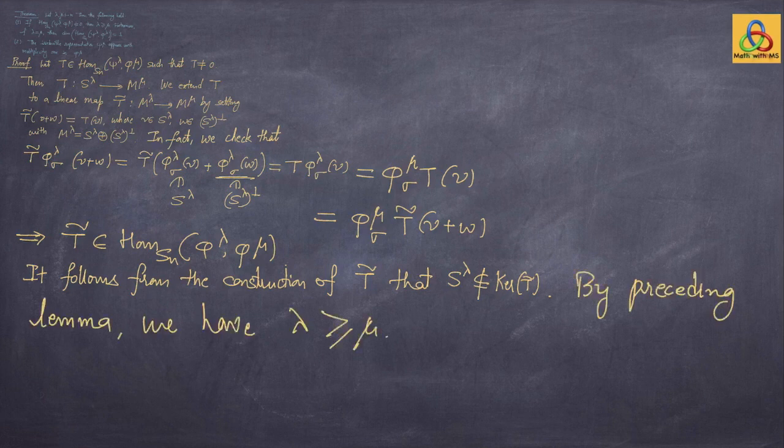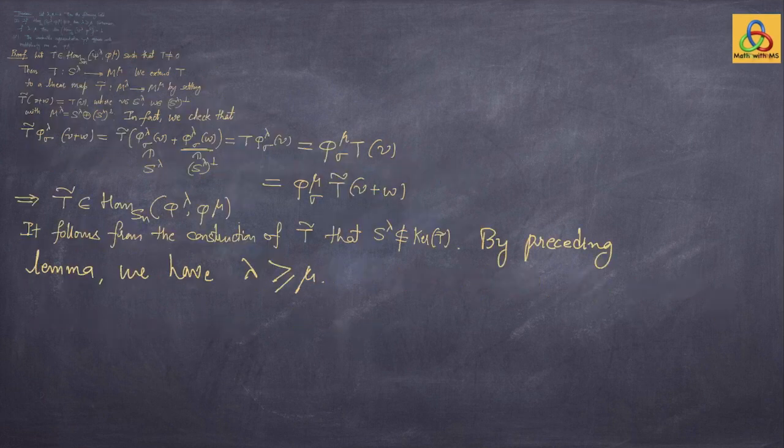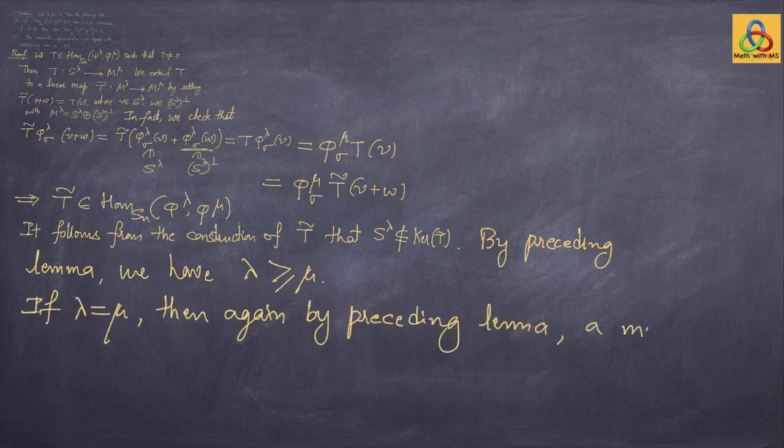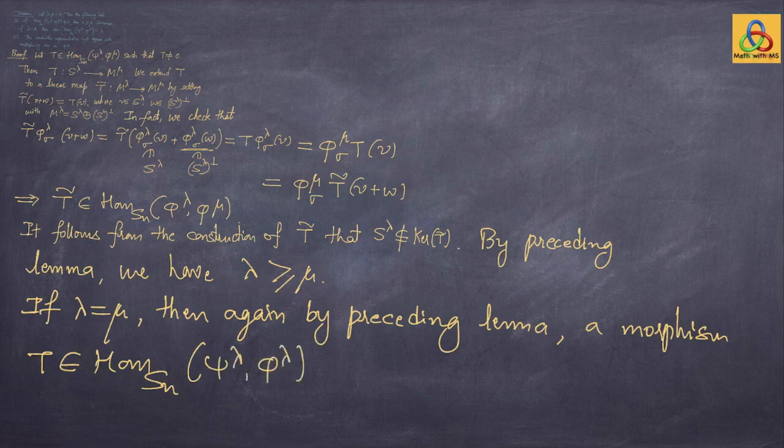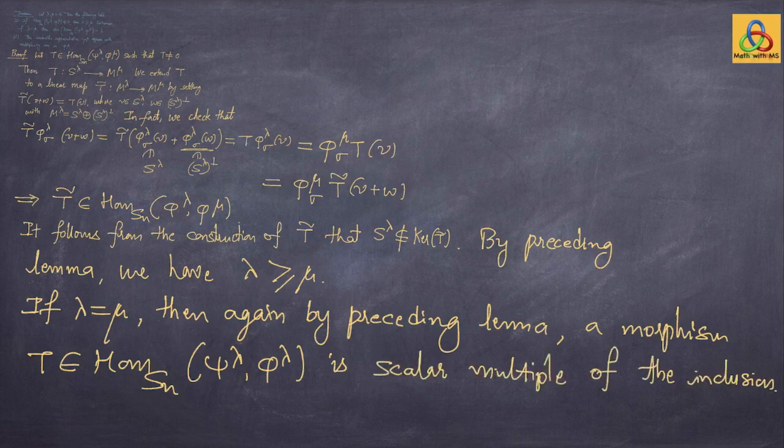Let us prove the second part of the first assertion. If lambda equals mu, then again by the preceding lemma, a morphism T belonging to Hom of Sn from psi lambda to phi lambda is a scalar multiple of the inclusion. But what does this imply? Writing phi lambda as a direct sum of irreducible constituents, of which psi lambda is certainly one, it follows that the dimension of the space is precisely 1.